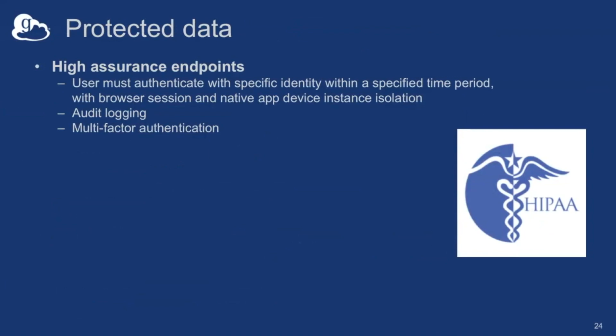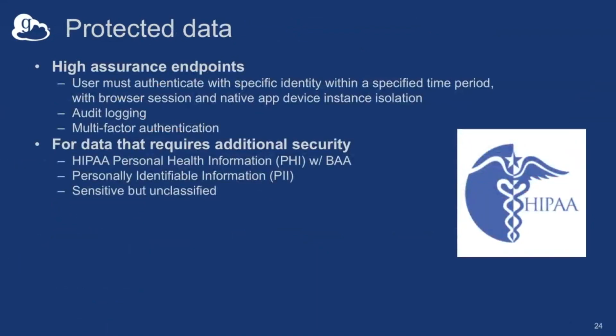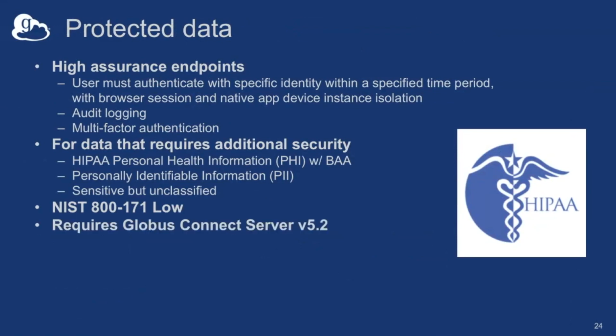The model is that we'll have a new capability of high assurance endpoints that will allow you to do things like specify that particular identity providers are required, that the user must have authenticated within the right browser session within some period of time, good isolation between the browser sessions and native apps. And of course, all the other things you'd expect, audit logging, multi-factor, all of this integrated well into this same direction. This is not just PHI, but also PII. The actual standard that we're rolling out in the first version is NIST 800-171 low. If that doesn't mean anything to you, congratulations. If it does, you'll know what we're doing.